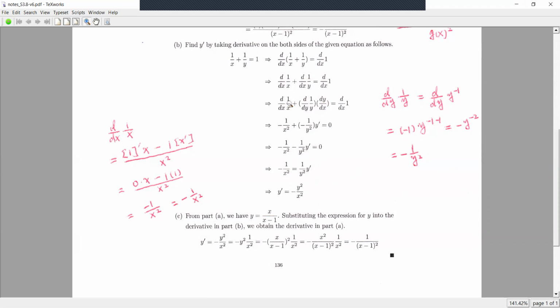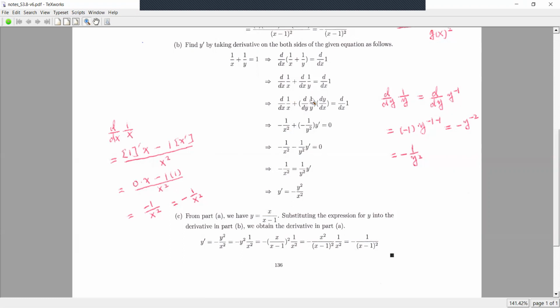Derivative of 1 over x with respect to x, we can apply the quotient formula to compute this derivative. The result is negative 1 over x squared. The detail is here.